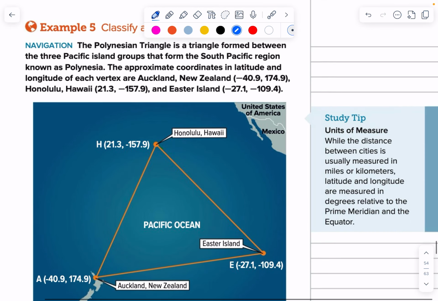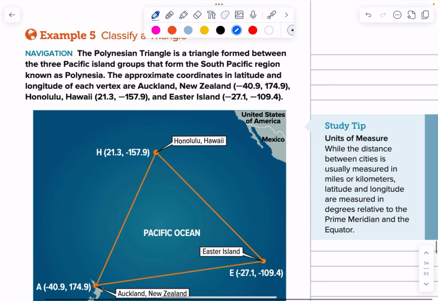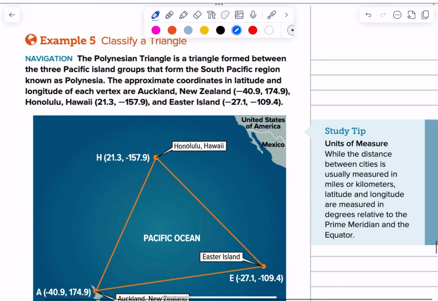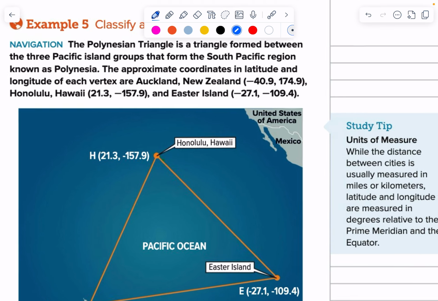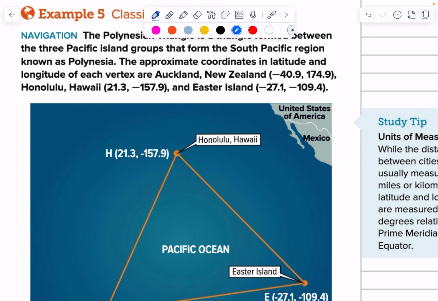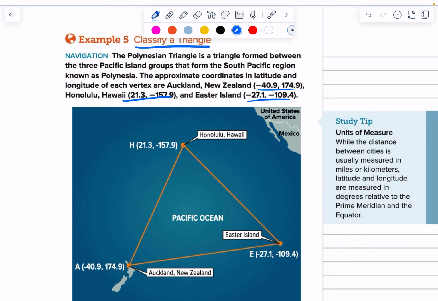What I'm probably going to give you on the homework assignment is something that looks like this. The Polynesian Triangle is a triangle formed between the 3 Pacific island groups that forms the South Pacific region known as Polynesia. The approximate coordinates for latitude, longitude are these things. They want us to classify this triangle.